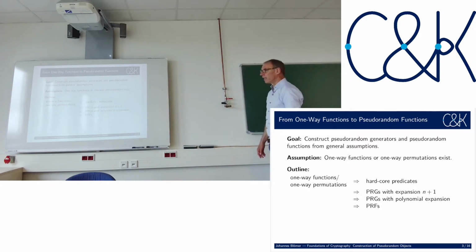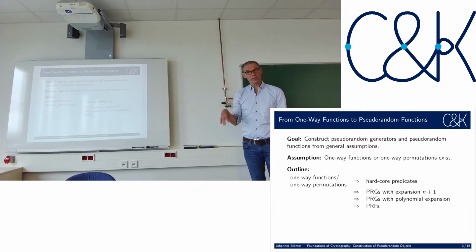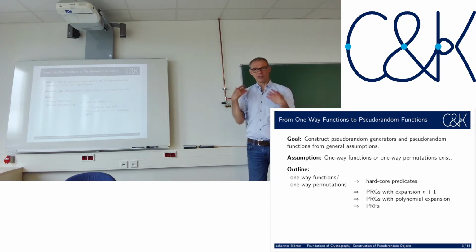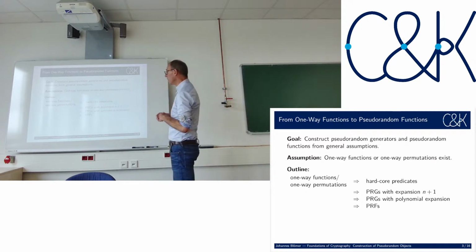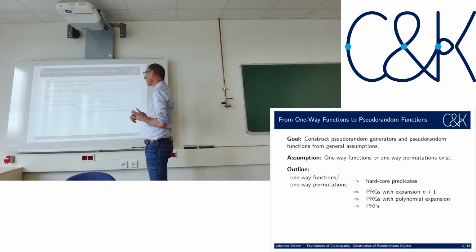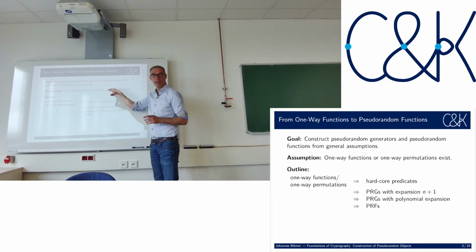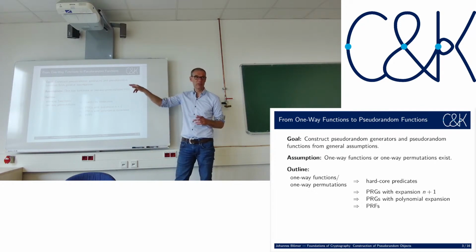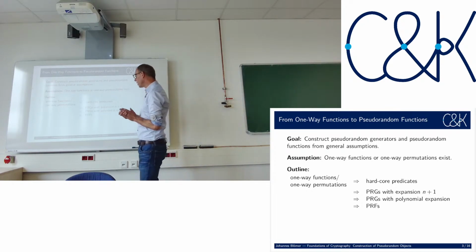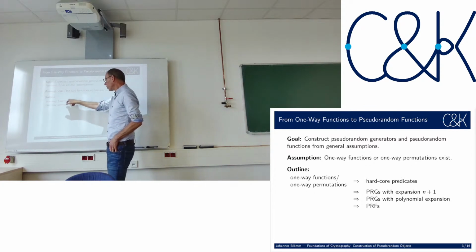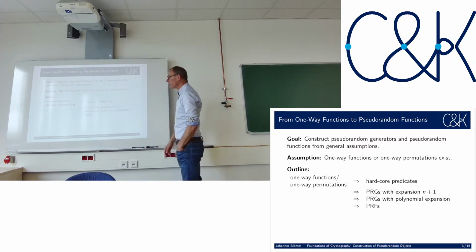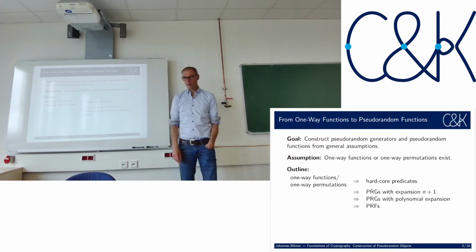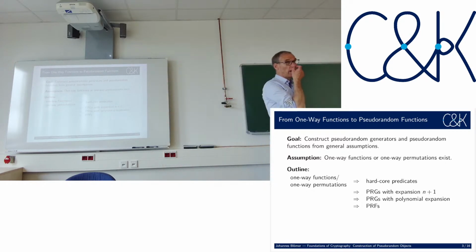And the outline, and I won't go into the details, if you're interested in the details, go into the lecture notes. There I provided the proofs in detail, but using one-way permutations because that makes the first step much easier. And the steps that we take: we assume that one-way functions or one-way permutations exist, then we can construct one-way functions with so-called hardcore predicates.